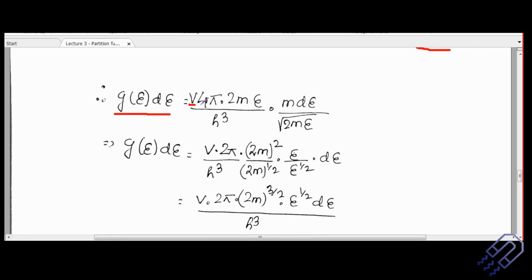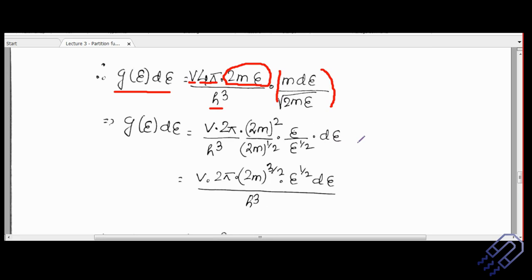V was already there, 4 pi was already there, and then h cube was already there. p square we found out to be 2 m epsilon, so this one we have replaced, and dp we have found out to be m d epsilon by root 2 m epsilon. So this one we have also replaced. Let's do a bit of algebra here. So what we do, V into 2 pi divided by h cube. Mind you, please don't start cancelling or combining 2m epsilon by root 2m epsilon in exam also, because it has some importance. I'll tell you what.